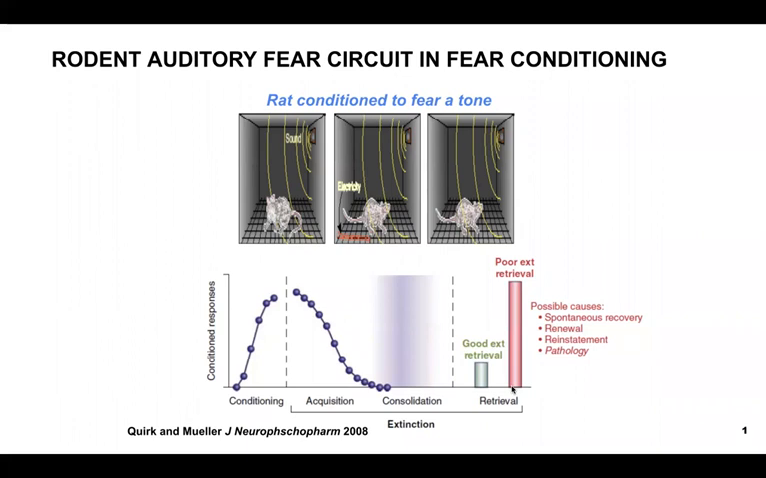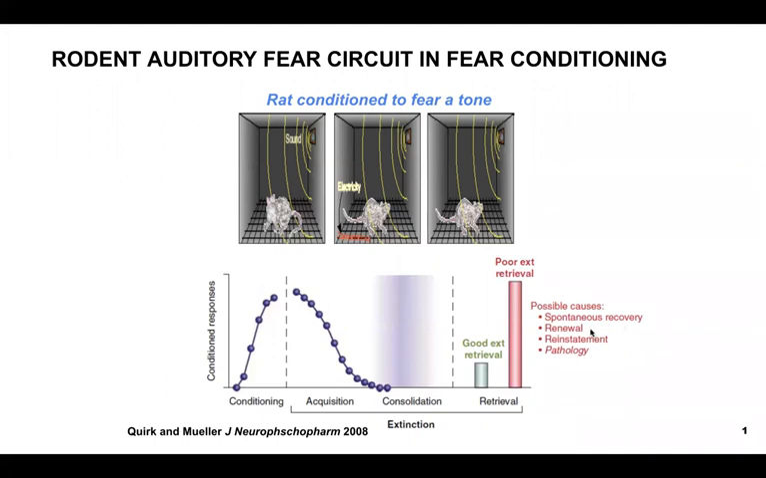Now, there are different causes of poor extinction retrieval in a normal animal, as have been demonstrated by behaviorists. So spontaneous recovery is when, over the passage of time, fear can actually come back, meaning that the extinction memory has been forgotten.